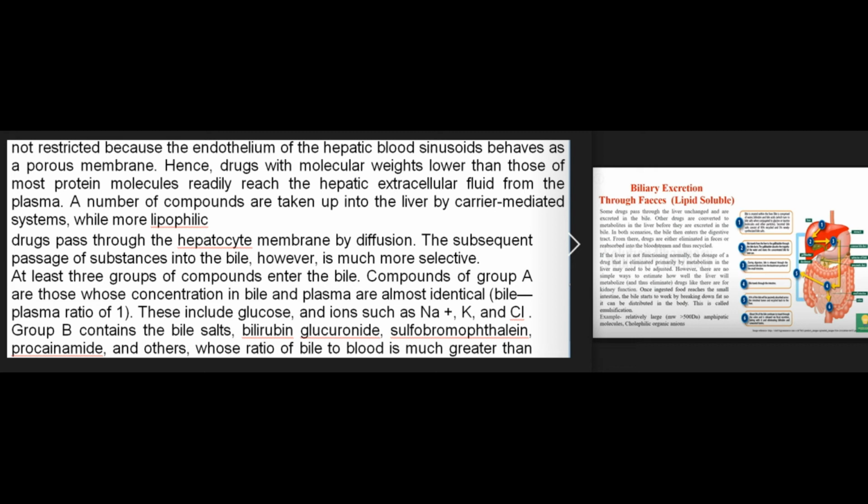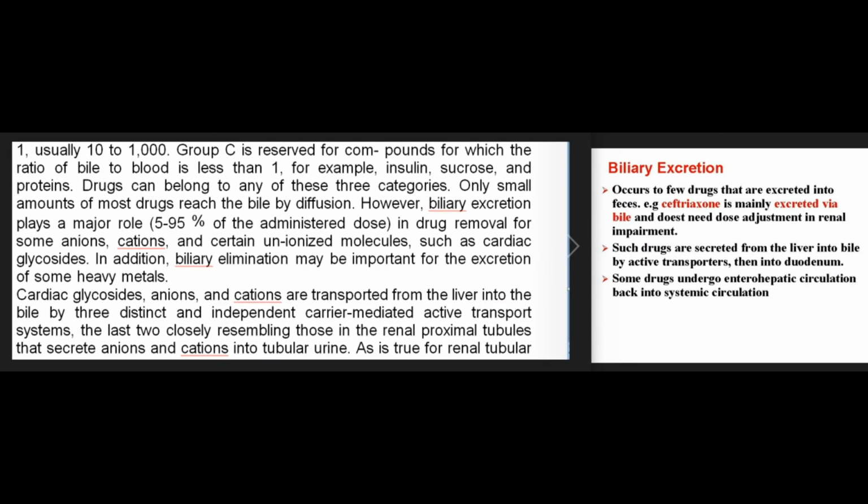At least 3 groups of compounds enter the bile. Compounds of group A are those whose concentrations in bile and plasma are almost identical, a bile-plasma ratio of 1. These include glucose, and ions such as Na+, K+, and Cl-. Group B contains the bile salts, bilirubin glucuronide, sulfobromophthalein, procainamide, and others, whose ratio of bile to blood is much greater than 1, usually 10 to 1000. Group C is reserved for compounds for which the ratio of bile to blood is less than 1, for example, insulin, sucrose, and proteins. Drugs can belong to any of these three categories.